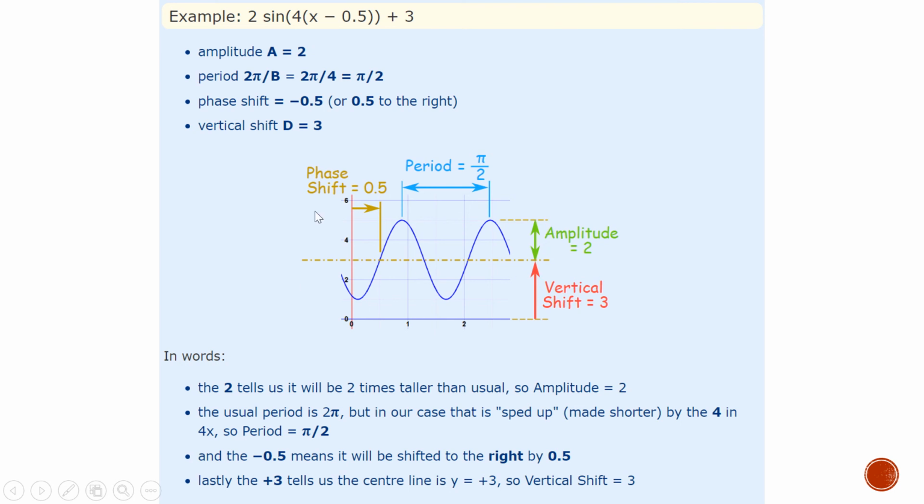In fact, if you want, you could even call D the midline. Really. So our midline is 3, our amplitude is 2, therefore we are going from 5 to 1, 2 on each side. We have shifted 0.5 to the right, and we have a period of pi over 2.